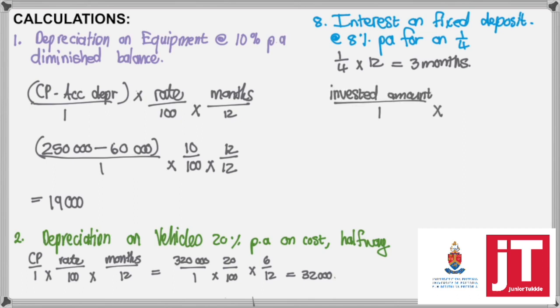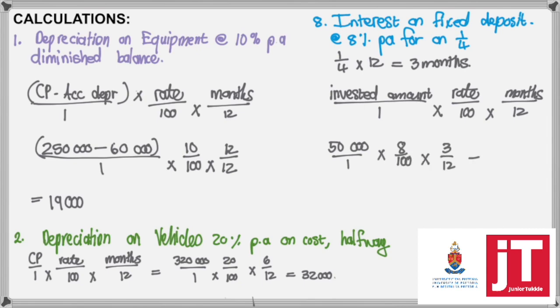So what is our formula for interest? Always simple interest. So it's the invested amount over 1 times rate over 100 times months over 12. Simple interest calculation. Yet again, where do I find the amount? The 50,000 Rand you will see next to fixed deposit on the pre-adjustment trial balance. 8%. Now, where did I all of a sudden get the 8% as well?